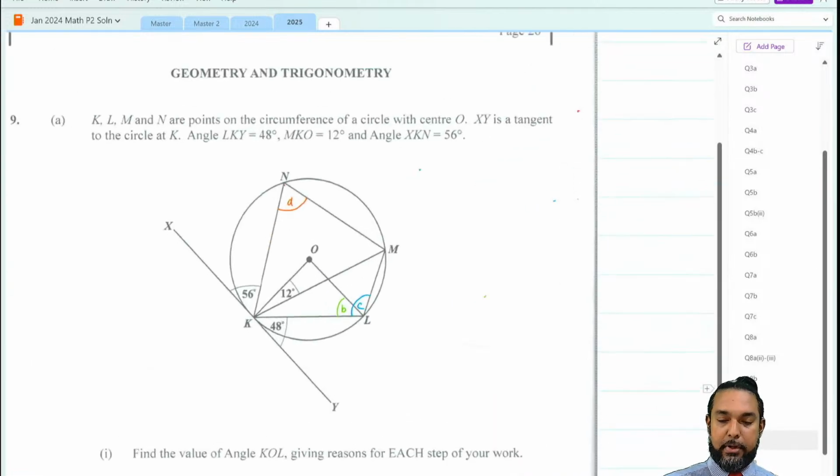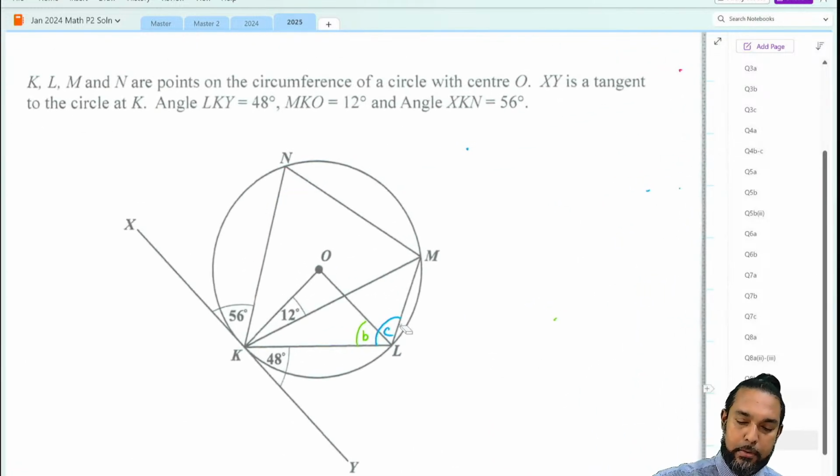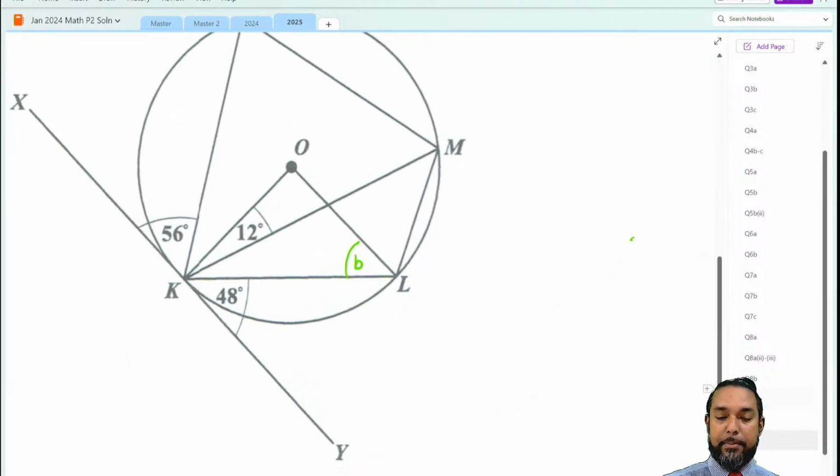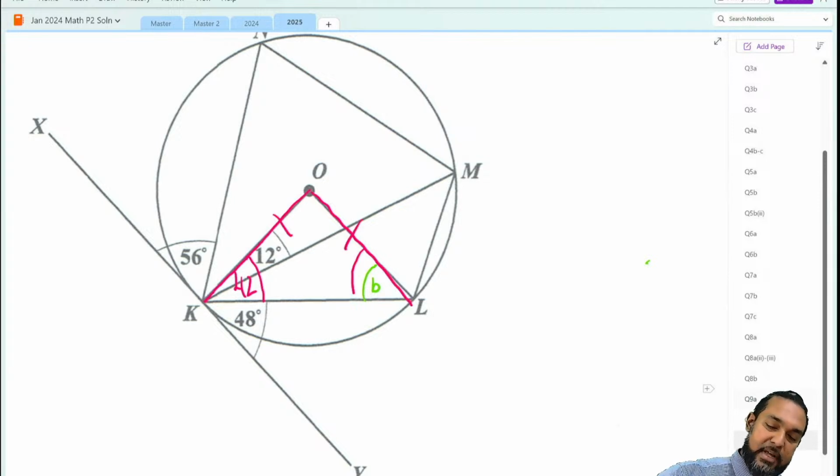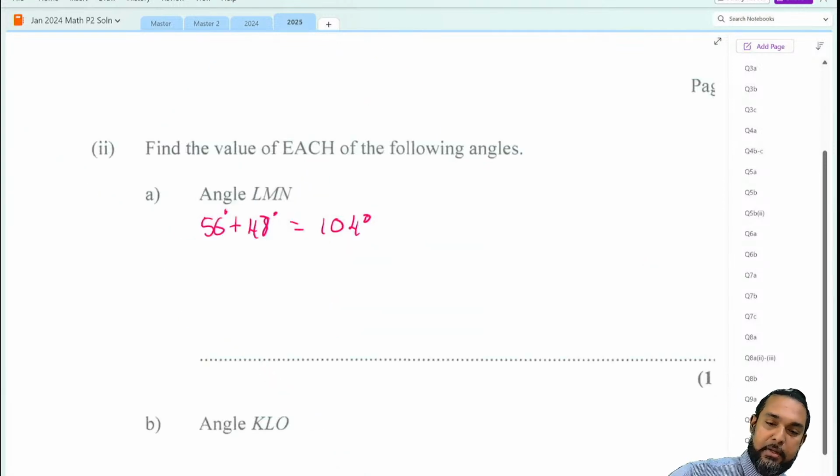Now, in this next one here, we want angle B. We found angle B in the first part of the question because we know that this angle here is 42 degrees, and because this is a radius, and this is a radius, you have an isosceles triangle, and it means that angle B is also 42 degrees. So angle KLO is equal to 42 degrees.